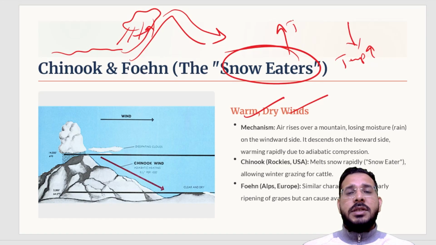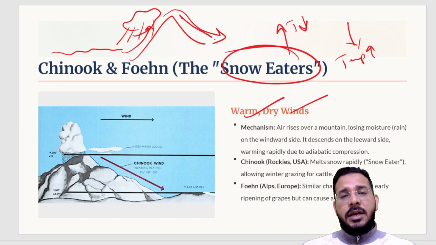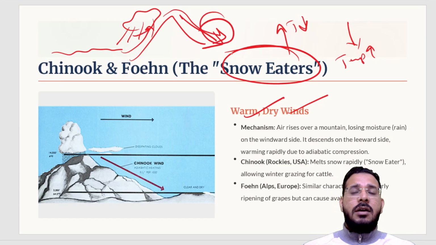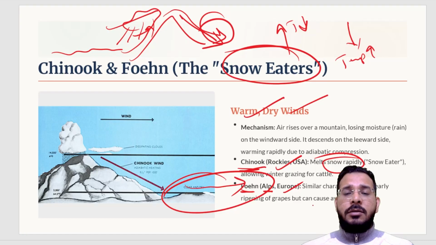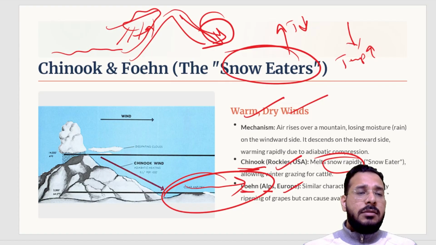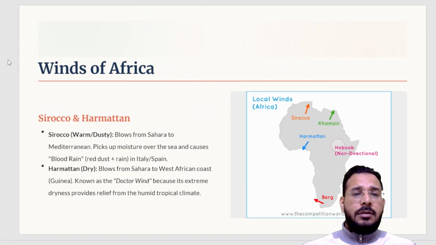As the height increases, temperature will decrease, and as the height decreases, temperature will increase, because of which this is a warm and dry wind, because it has lost its moisture on the other side of the mountain. Chinook winds are found in the Rocky Mountain area of USA. Fohn winds are found in the Alps mountains in Europe. So they have similar characteristics. They will melt the snow in this region, and they will help the farmers and herders over there to have proper grasses which are useful for fodder for their cattle.